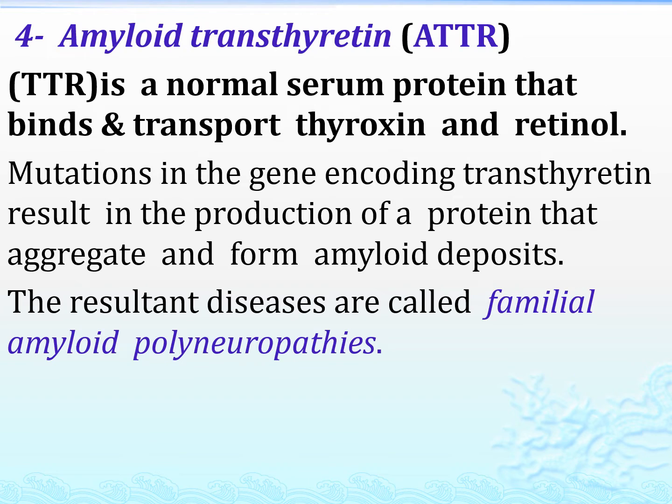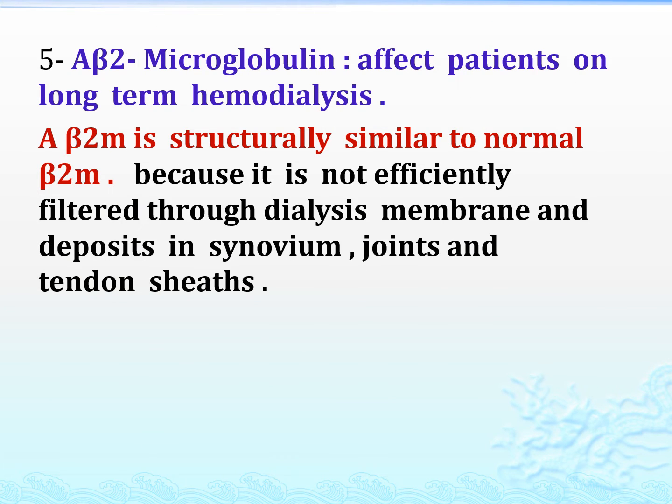Amyloid transthyretin. Transthyretin is a normal serum protein that binds and transports thyroxine and retinol. Mutations in the gene encoding transthyretin result in the production of protein that aggregates and form amyloid deposits. The resultant disease is called familial amyloid polyneuropathies. Amyloid beta 2 microglobulin. This type affects patients on long-term hemodialysis because it is not efficiently filtered through dialysis.